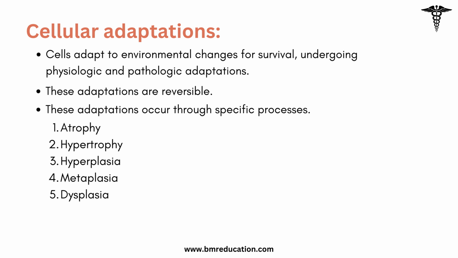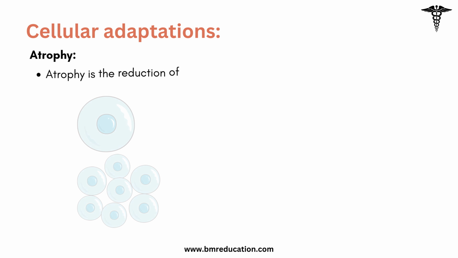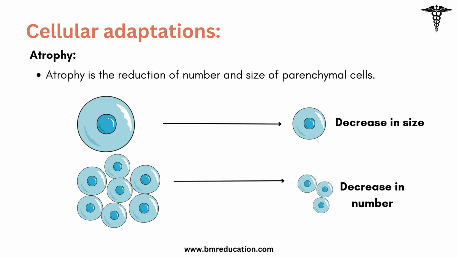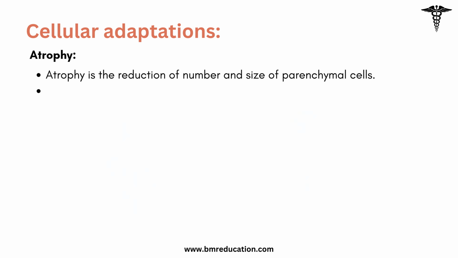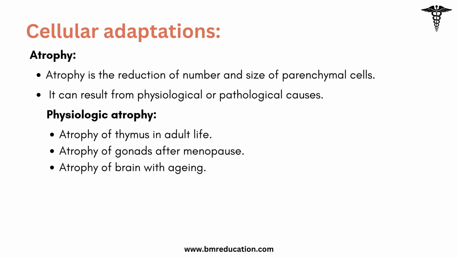Let's learn each type. The first adaptation is atrophy. It is the reduction of number and size of parenchymal cells. Atrophy can result from physiological or pathological causes. These are the examples of physiologic atrophy.